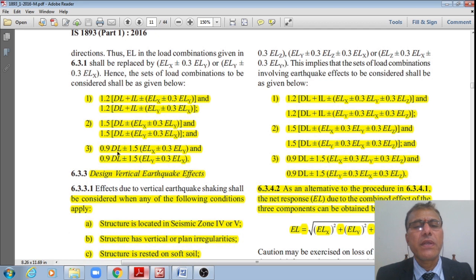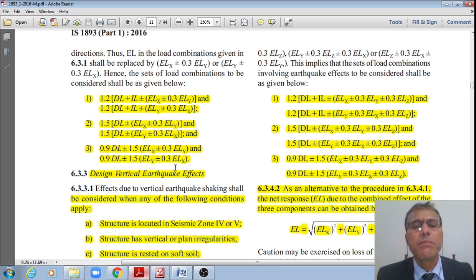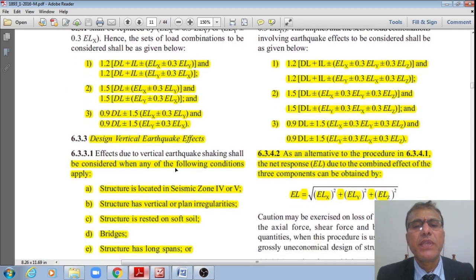And this is for the stability consideration: 90% of dead load plus or minus 1.5 multiplied by ELX plus or minus 30% of ELY, or 90% of dead load plus or minus 1.5 times ELY plus or minus 30% of ELX, for two orthogonal directions.